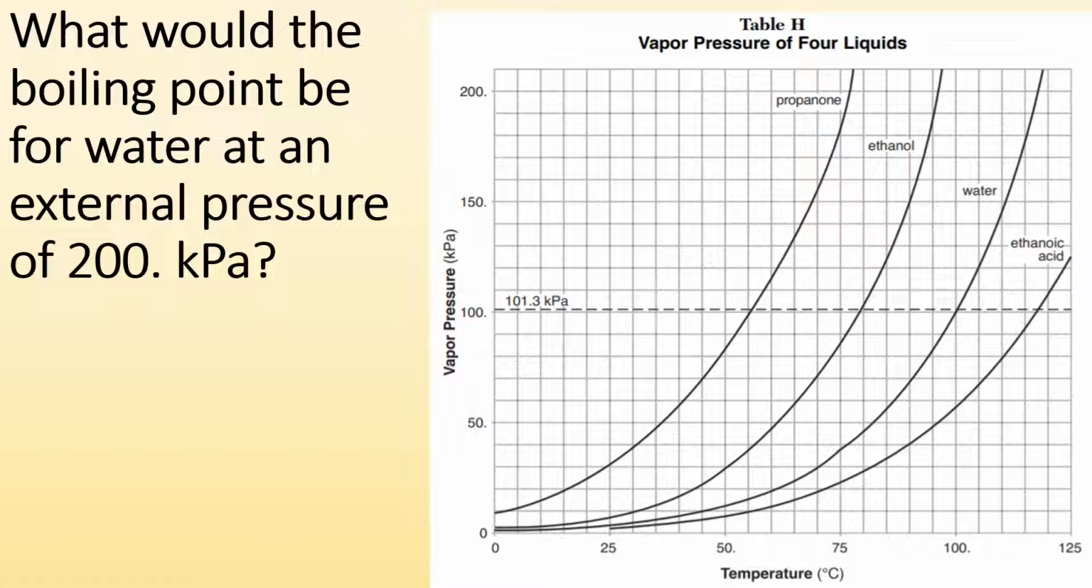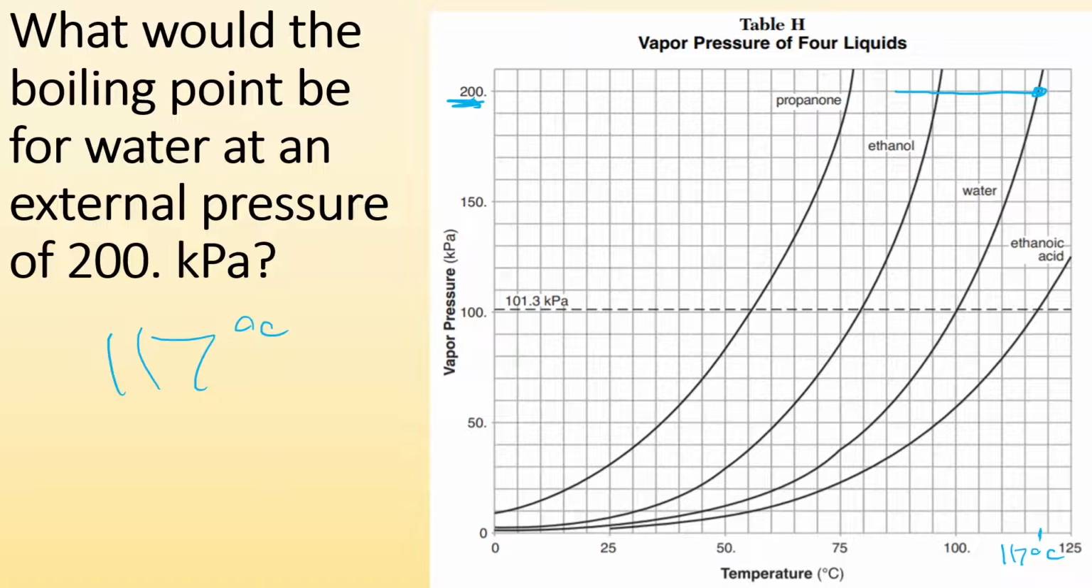All right, so what would the boiling point of water be at an external pressure of 200 kilopascal? We've almost doubled our pressure. What's going to happen to the boiling point? Well, we'd expect it to go up. If we have a higher pressure, it needs to get hotter in order for vapor pressure to get up that high. And if we follow the 200 kilopascals over to water and then follow that down, that's at roughly 117 degrees Celsius. So that would be the boiling point at that pressure.